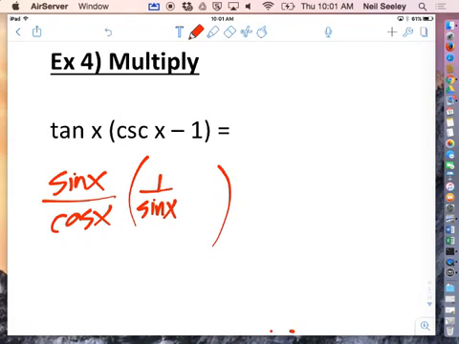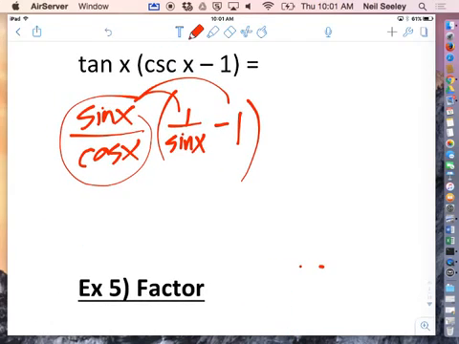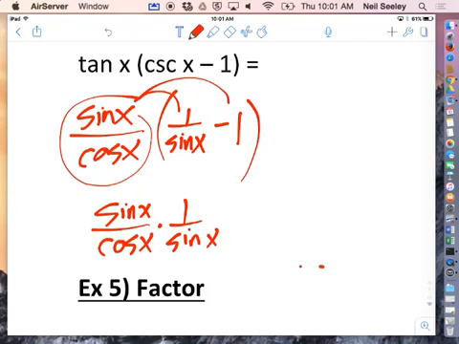And when I distribute this sine over cosine, the tangent, can you multiply those in there? I think it would be sine x over cosine of x. Okay. 1 over sine x. And then you distribute it to the other one. It's minus 1 times all that stuff. So don't forget the minus. It'd be easy to forget.